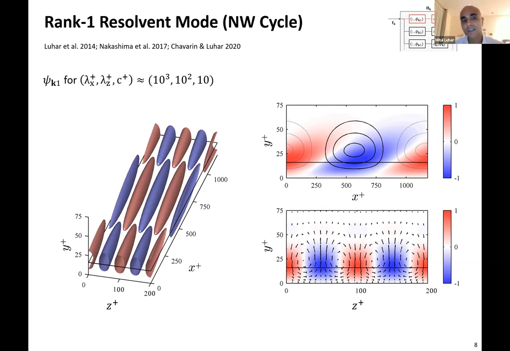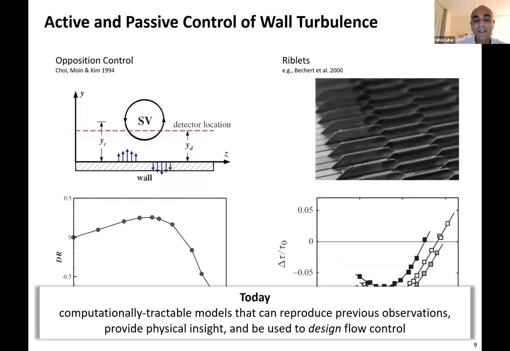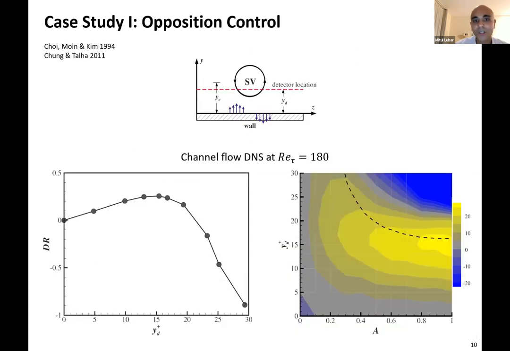All right, so this is just the rank one resolvent mode. This is what we get over a smooth wall, and associated with this rank one resolvent mode is a gain value. Right? Now let's look at the effect of control on just this mode. So today we're going to look at both opposition control and riblets, and we're going to look at them from the lens of this resolvent framework. First, let's start with opposition control.